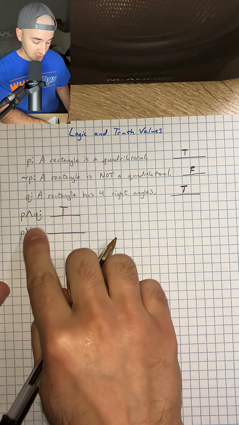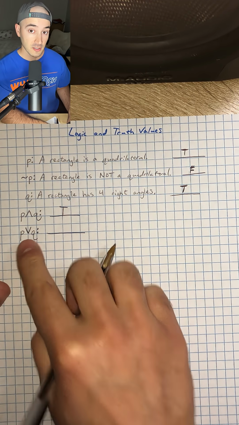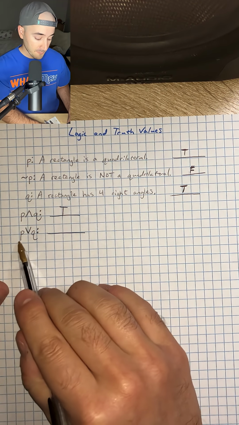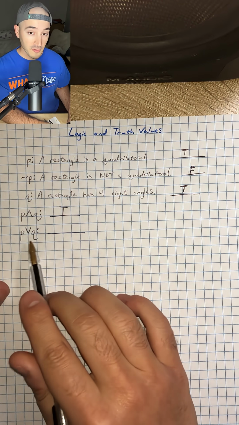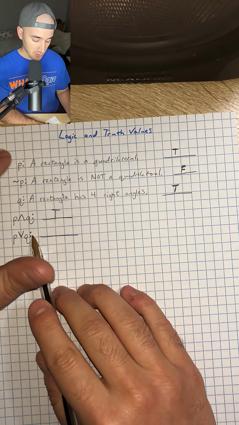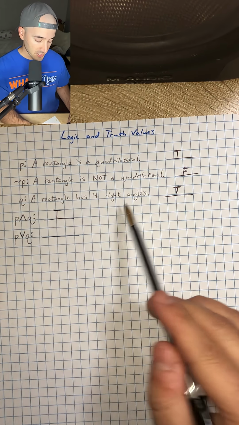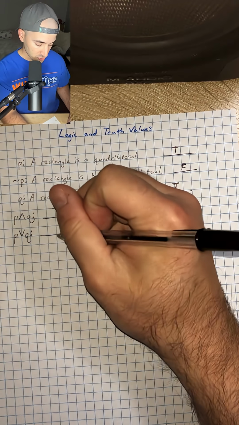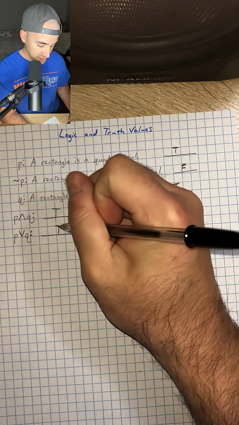Next, we have this V in between P and Q, and that is known as a disjunction, which you can think of as the word or. Okay, so think of P or Q can be true. So we don't need both of them to be true, we just need one of them. Okay, so obviously we just went through it. A rectangle is a quadrilateral, or a rectangle has four right angles. Well, obviously both of those are true, but we really only need one of them to be true in order to get our truth value of true. So we're going to put a T.